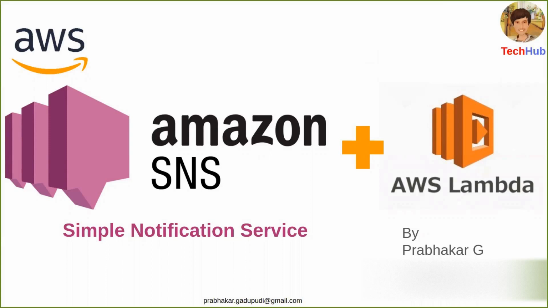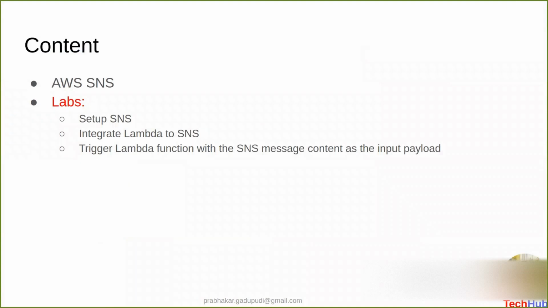And in this session, I'm going to talk about how we can trigger a Lambda function using Simple Notification Service. Here is the content for today's session: a brief about Simple Notification Service. And inside a lab, I'm going to demonstrate how to set up a Simple Notification Service and how to integrate your Lambda functions with it, and how to trigger your Lambda function with the SNS message as a payload, so that as soon as I send a message via Simple Notification Service, your Lambda function will be triggered.